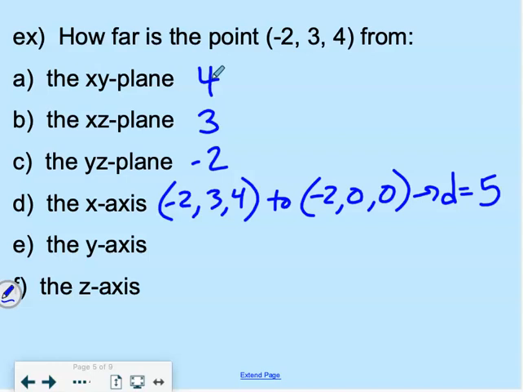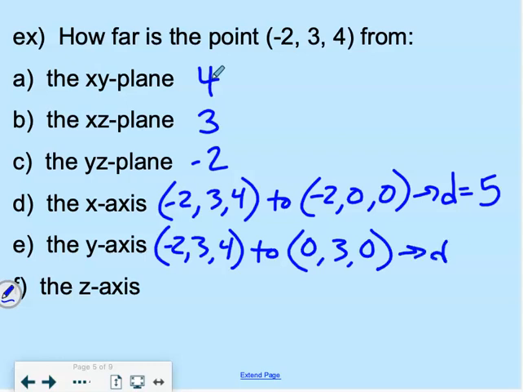Distance to the y-axis. What point would we be going to? (0, 3, 0). And our distance is root 20 or 2 root 5. Either way.